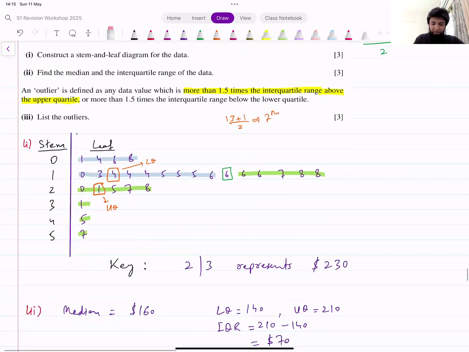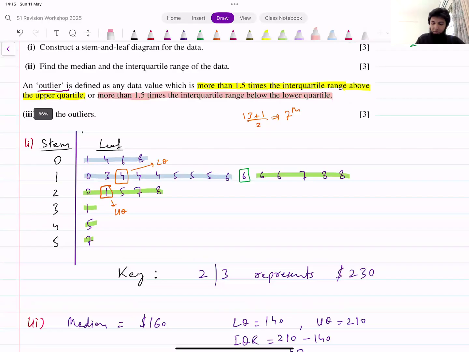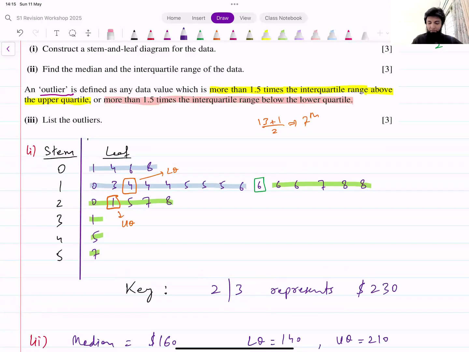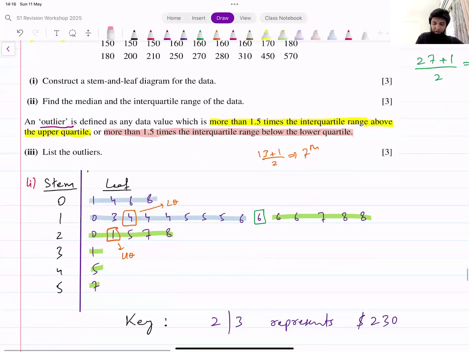In the third part, it says an outlier is defined as any data value that is more than 1.5 times the interquartile range above the upper quartile, or more than 1.5 times the interquartile range below the lower quartile. Now, this is not a general definition; it's only given in this particular question, and for this question we can use that as the definition of an outlier. We have to list down the outliers. How do you do that? You've got this data, and we are given the definition of an outlier in this question.